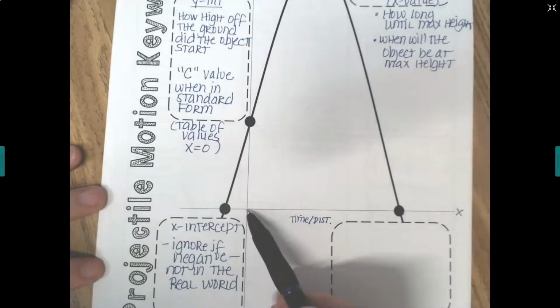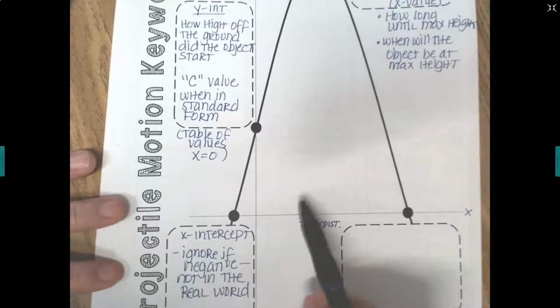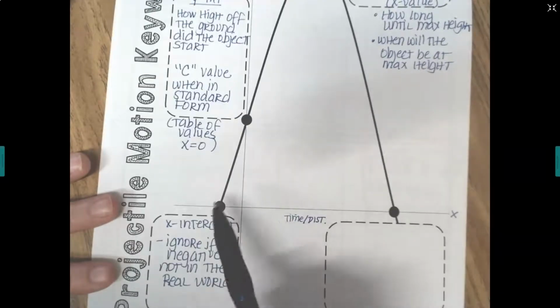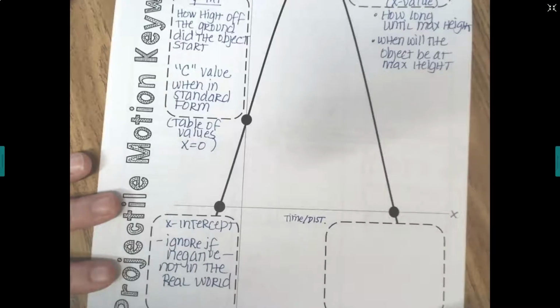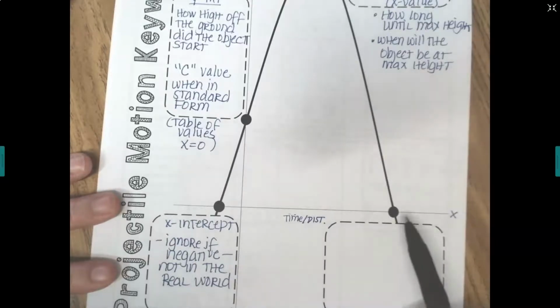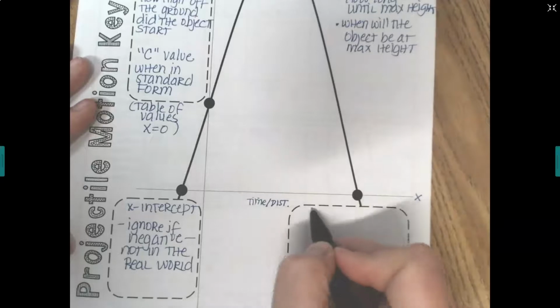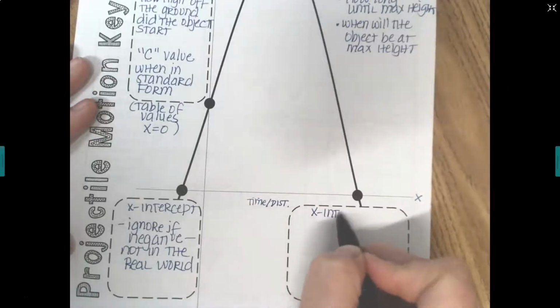If it's here at the origin or on the right into the first quadrant, we'll pay attention to it. But when it's over here in negative world, we don't pay any attention to it. Now, this x-intercept gets used all the time. So this is the other x-intercept.